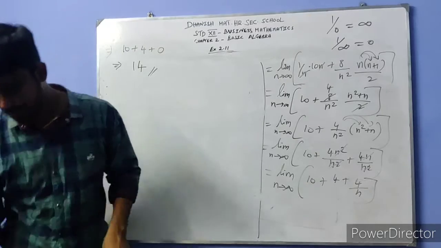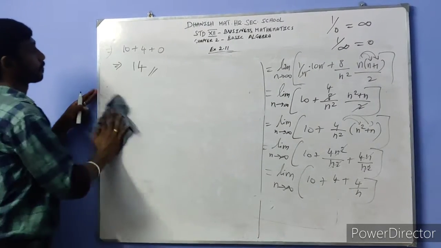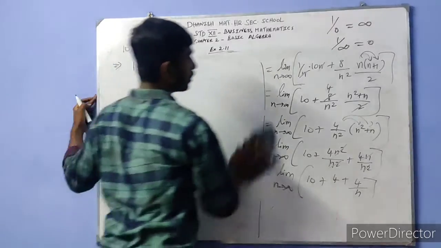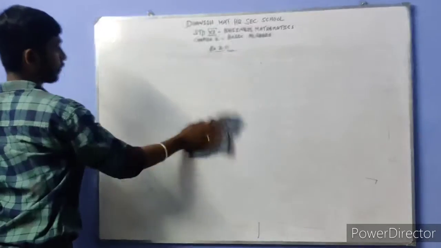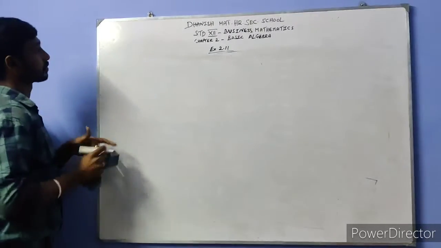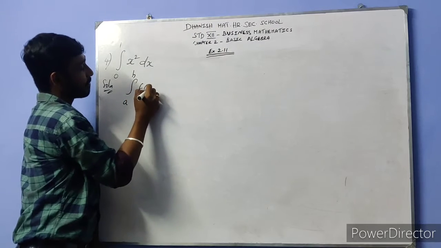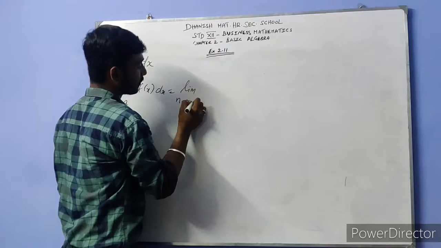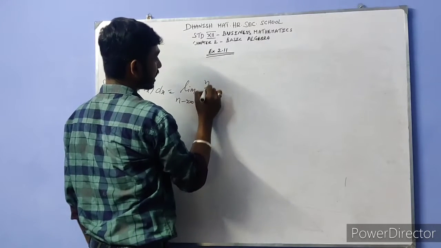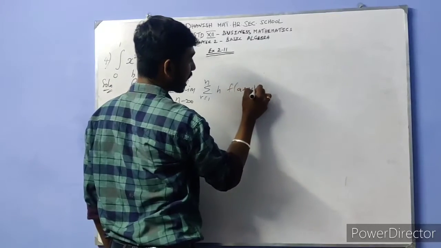So let me see the fourth question. What is the question given here? To find this one, what is the formula given here? Integral from a to b of f of x dx equals limit n tends to infinity, summation r equal to 1 to n, h into f of a plus rh.